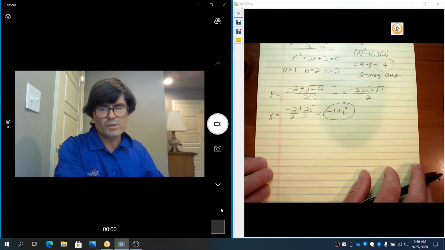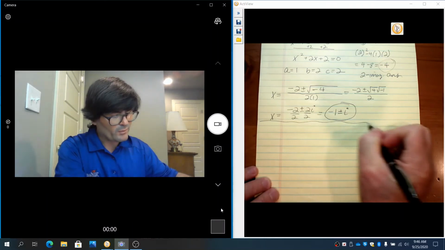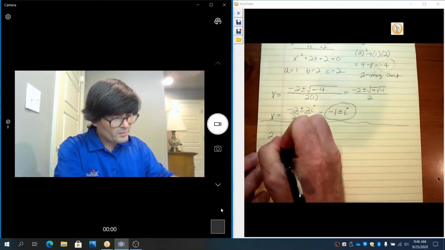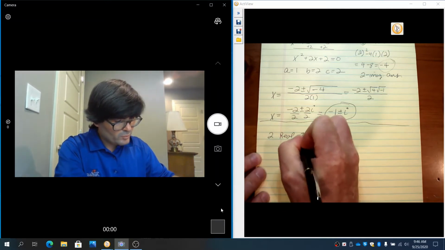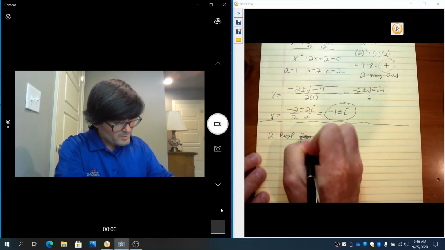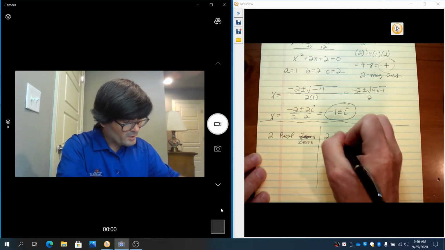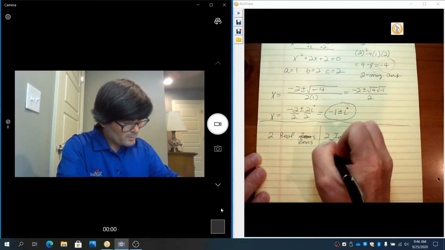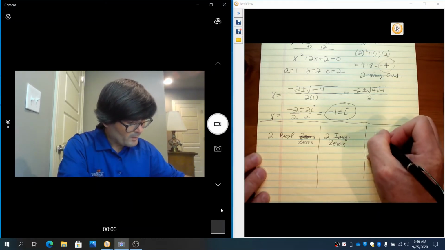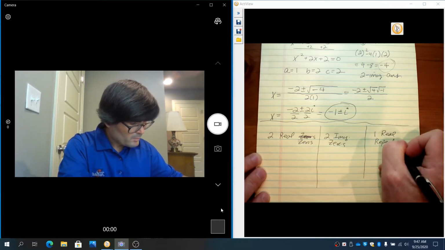Let me just real quickly talk about the graph a little bit more and show you the three options that we got in the discriminant. I'm just going to write them down again. Two real zeros, how about I spell it right? Zeros. Two imaginary zeros. One real repeated zero.